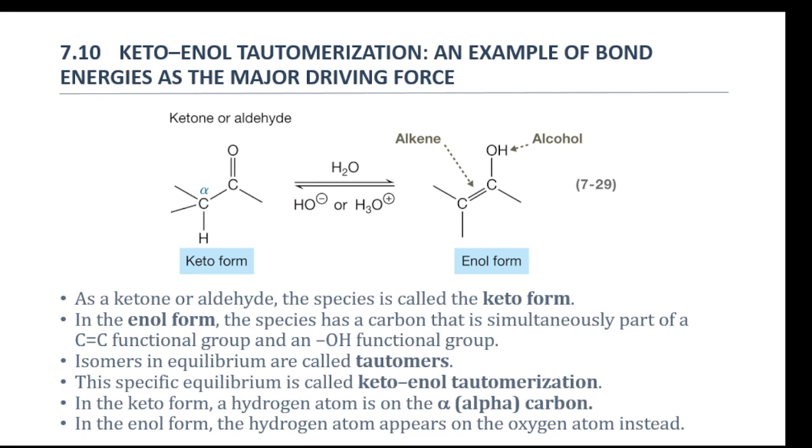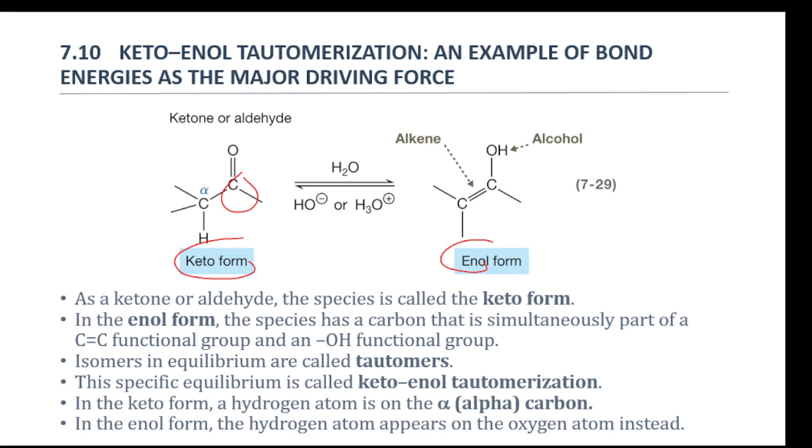So let's talk about the keto-enol tautomerization. This is actually an example of bond energies being the major driving force here. And so this is actually the keto form. And see how that's a ketone right there? This right here is called enol, and that's a double bond next to an alcohol. Everybody okay with that so far?